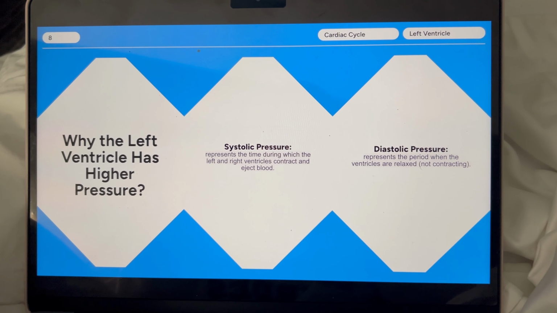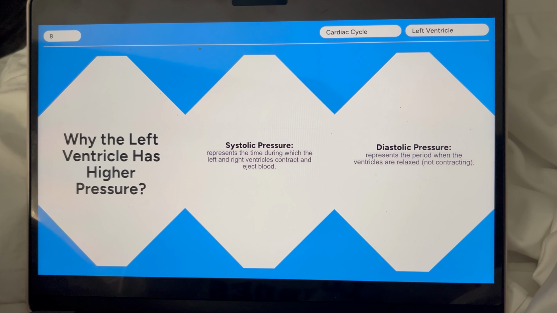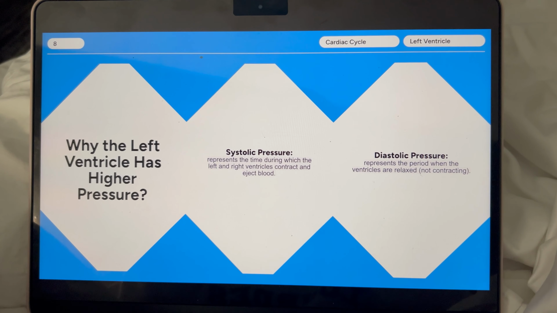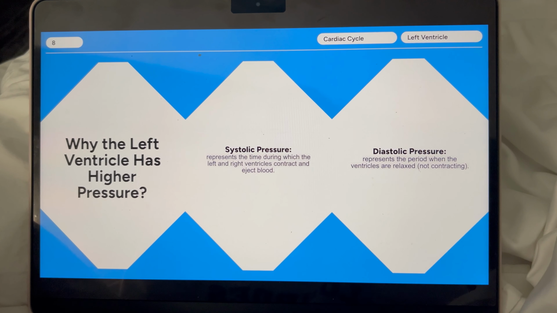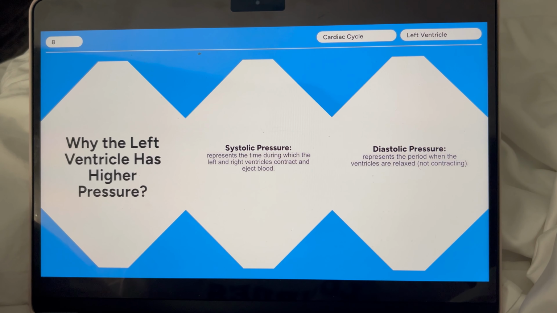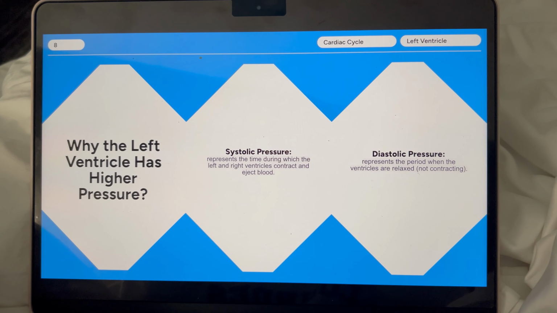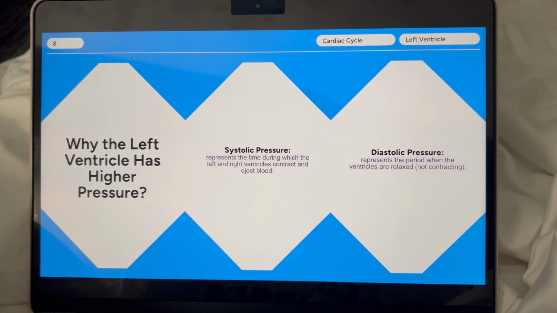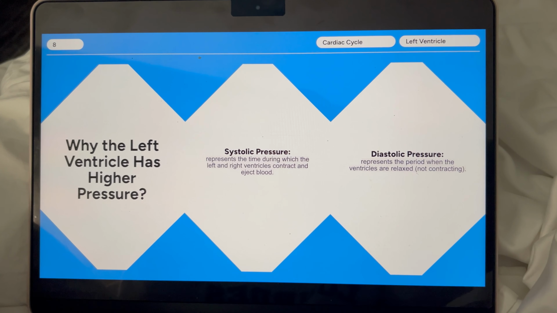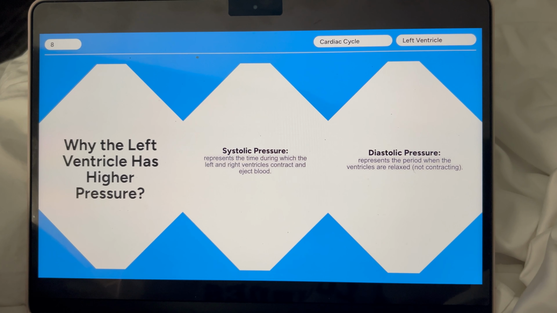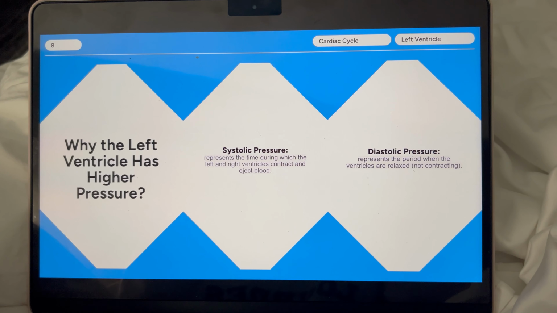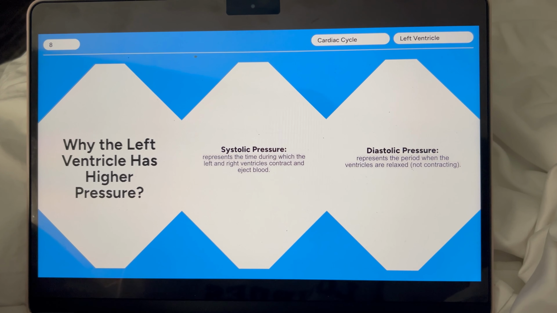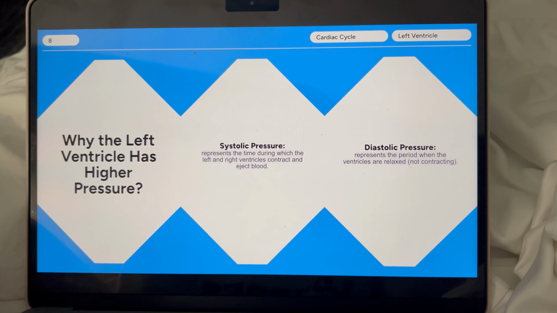Now we move on to why the left ventricle has higher pressure. There are 2 different kinds of pressure, one being the systolic pressure, which represents the time during which the left and right ventricles contract and eject blood, while on the other hand, the diastolic pressure represents the period when the ventricles are relaxed and not contracting. So these are 2 interchangeable pressure types, allowing the left ventricle to always have a higher pressure than the right.